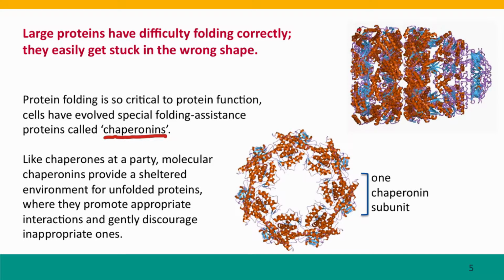Here's an example of a chaperonin complex. It's actually made of many chaperonin subunits, here's what it looks like seen from the end. It's sort of a hollow bag in which young new proteins that haven't yet achieved their mature structure have a sheltered environment where they can explore interactions while the chaperone, it's really like a chaperone at a party, the chaperone proteins sort of promote appropriate interactions and gently discourage inappropriate interactions.